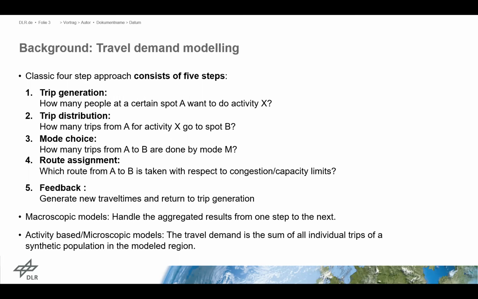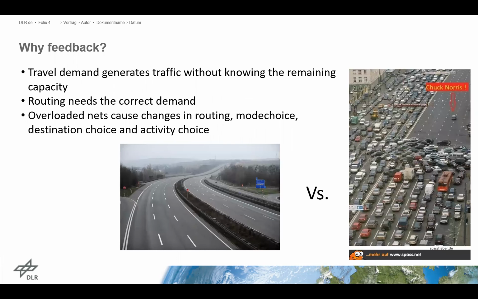So what we are doing is an activity-based microscopic model, and you might ask, why is the feedback so important? The travel demand model we are using doesn't know anything about the road usage. And you need the correct road usage to calculate the correct travel times, to evaluate if a trip is still feasible in certain time limits, or if a location is reachable in certain time limits.